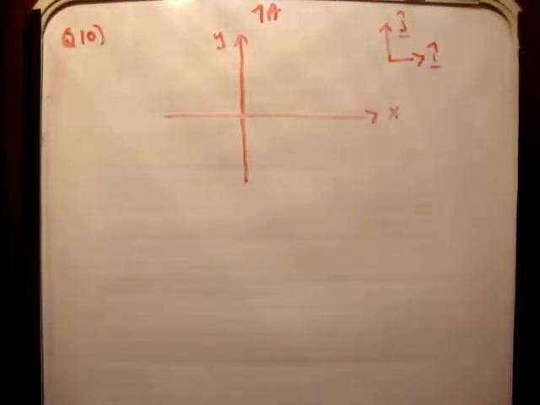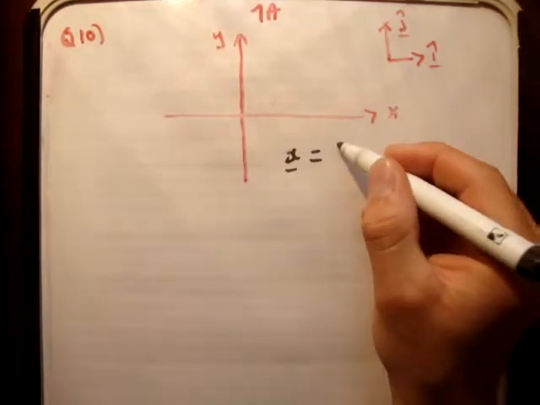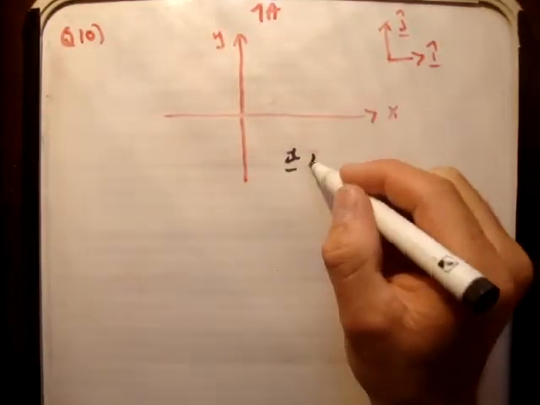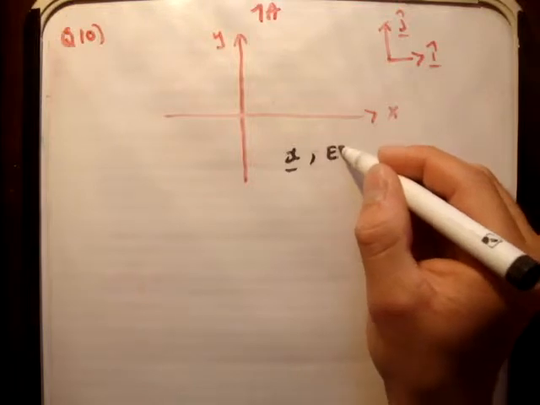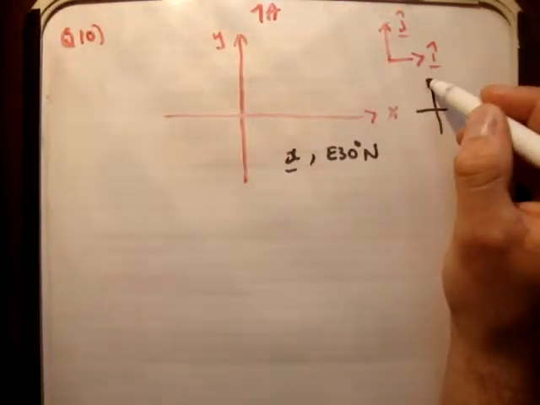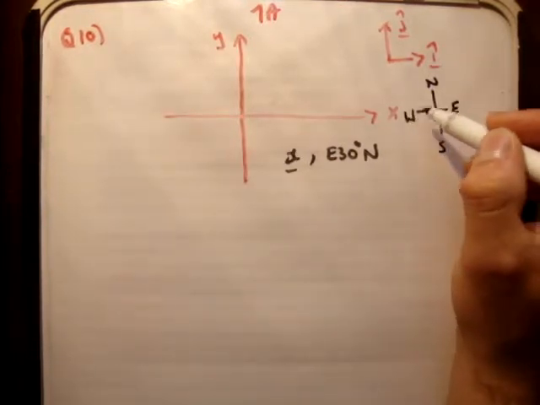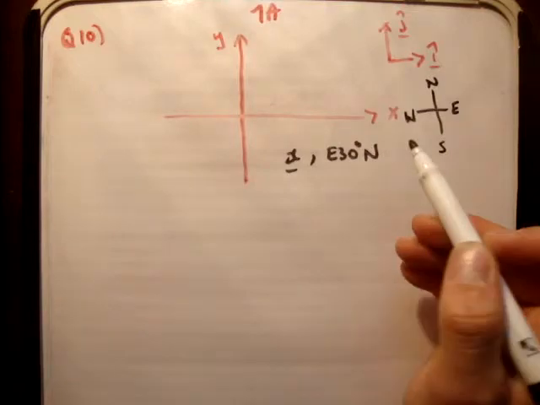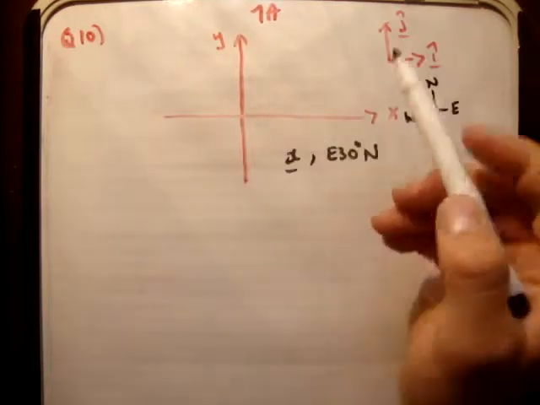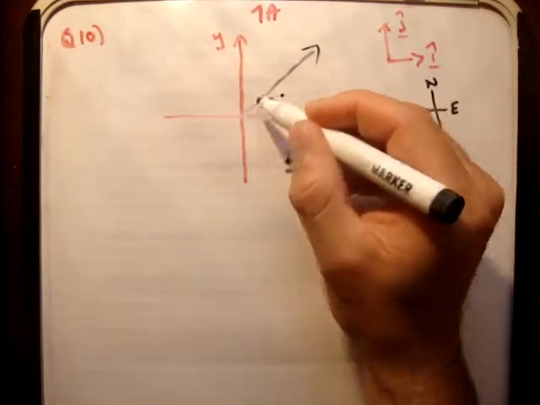The next thing we need to do is draw the vector x. The direction of x is east 30 degrees north, and the compass is like so. So what we need to do is go east and then go 30 degrees north. So this way is east and this is towards north 30 degrees, like so.